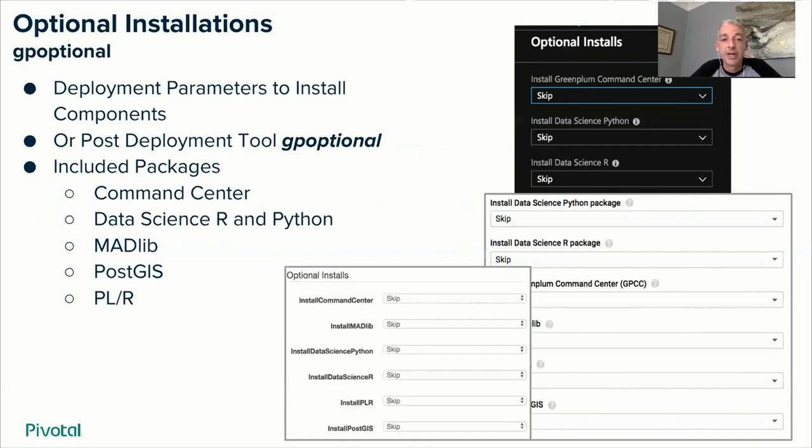Optional installation. When you deploy your cluster, you will see a list of optional installs. These are screen captures from various cloud vendors, so Amazon, Azure, and GCP. Behind the covers, it actually executes the gpoptional command. This can be done at deployment time or after the fact. Once you log in as administrator, gpadmin, to the master node, you can run gpoptional, and that lets you install these optional installs after the fact, like Command Center, Madlib, and so forth.